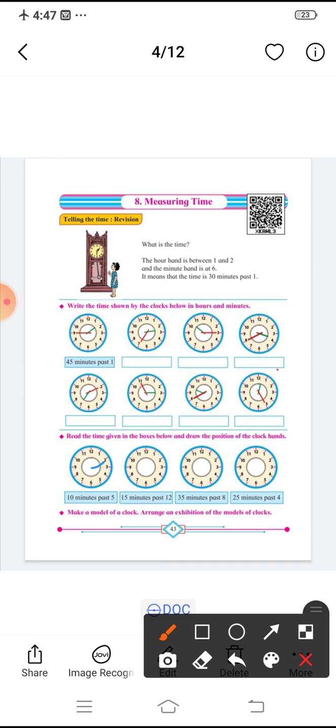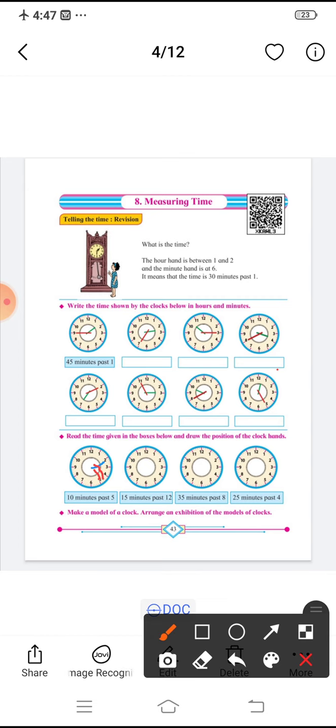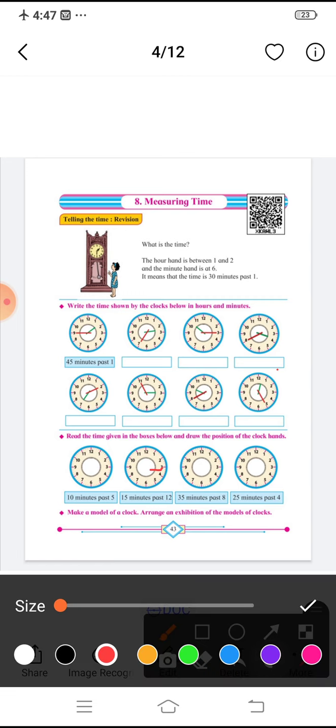Yes. Now next one, past 5. Past 5. So we will draw to the 5. It has come? Yes. 5. Okay students. Now next one is 15 minutes past 12. So to the 3, 15 minutes, then 12.